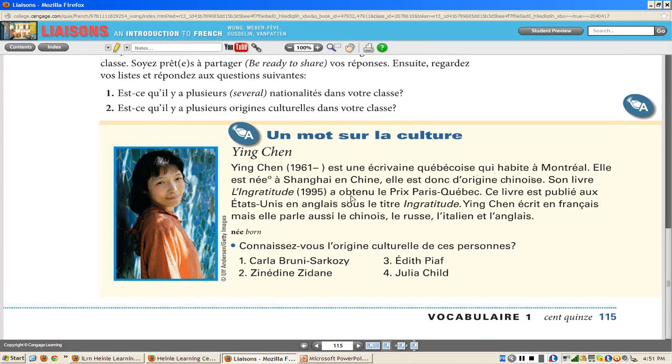You also see the past tense for to receive. Elle a obtenu. She received the Paris-Quebec prize. Obtenu is really obtained, but they use it to say she received a prize. Elle a obtenu. This book is published in the United States in English under the title Ingratitude. Ying Chen écrit en français, mais elle parle aussi le chinois, le russe, l'italien et l'anglais.